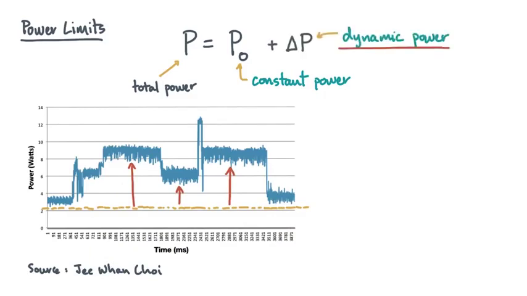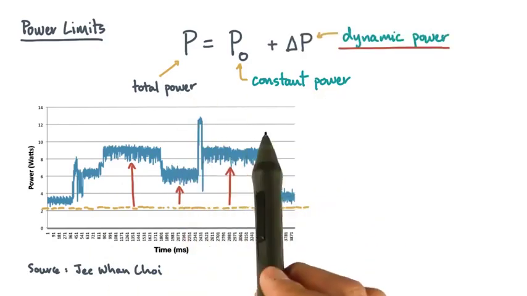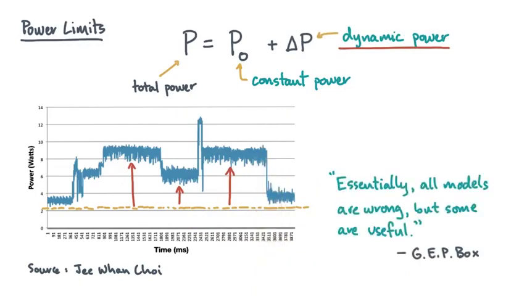Now, real-life circuits can be much more complex than this simple model suggests. But let's not worry about that. Instead, let's take a cue from the famous statistician, George Box.